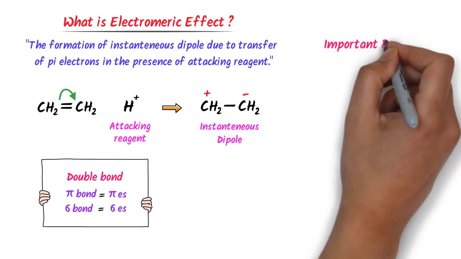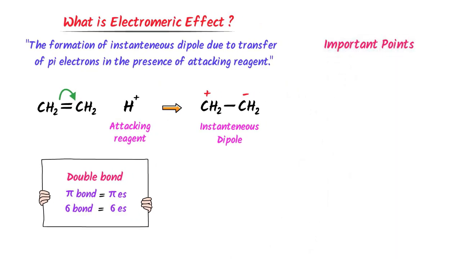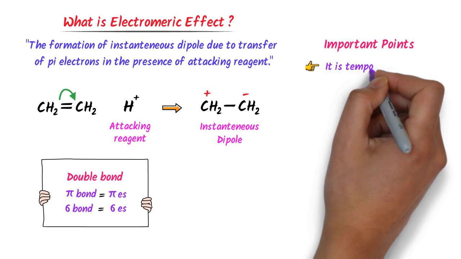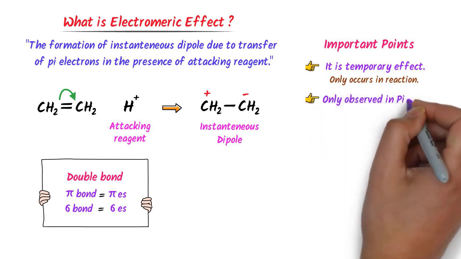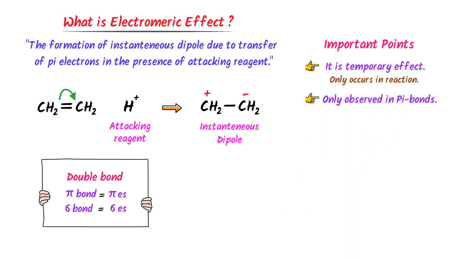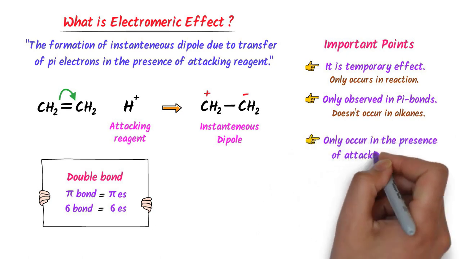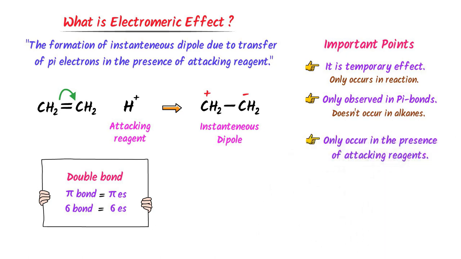Also remember these important points about electromeric effect. It is a temporary effect, it only occurs during chemical reactions. Secondly, it is only observed in a pi bond. It doesn't occur in alkanes or compounds having single bonds. Thirdly, it only occurs in the presence of an attacking reagent. Hence note down all these important points.